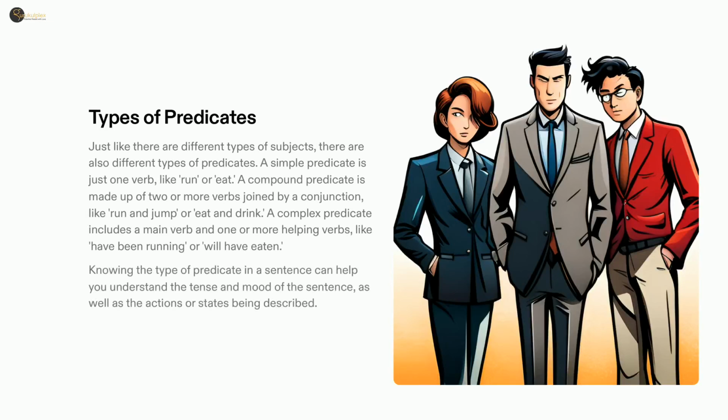Predicates are divided into three types: simple, compound, and complex. Simple predicates consist of a single verb, for example, run, or eat. Compound predicates are two or more verbs connected, for instance, run and jump. Complex predicates include a main verb and one or more auxiliary verbs, such as have been running, or will have eaten. Having this knowledge allows for a greater understanding of the tense, mood, and activities or conditions being depicted in a sentence.